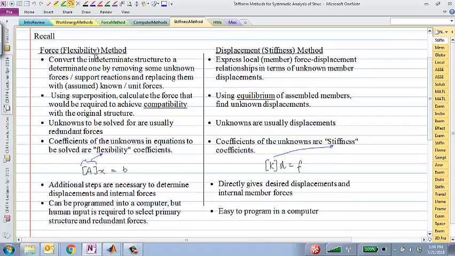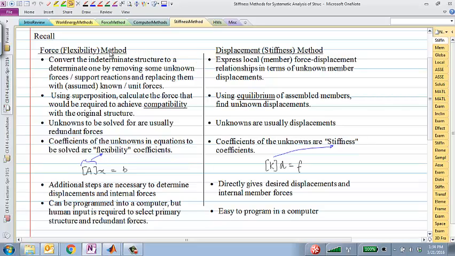As opposed to the force and flexibility method, we have this method called the displacement or stiffness method. And most, if not all, of the structural analysis software that you might actually end up using when you graduate and go to a firm and do structural analysis will likely be based on the displacement or stiffness method. And some of you who might have heard of the finite element method, that also falls in this category of displacement and stiffness methods.